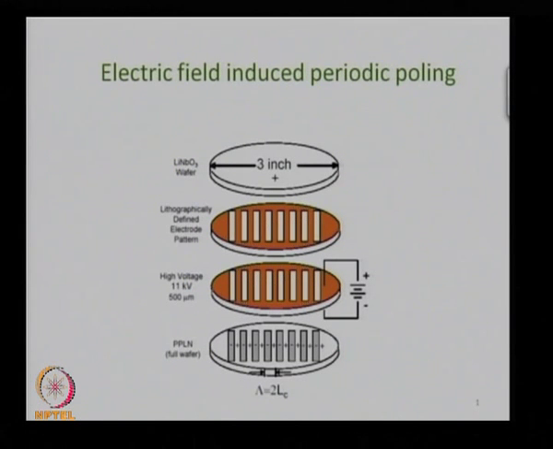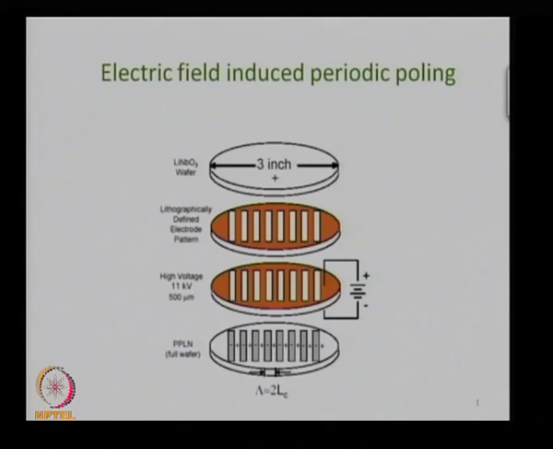And then, as I was telling you, one lithographically defines an electrode pattern and then applies a high voltage, typically about, as is written here, 11 kilovolts across 500 micrometers. Okay, so that's 22 kilovolts per millimeter. The breakdown strength is much higher. So what happens is, where the electric fields are applied, the domains switch from vertically up to vertically down. So you get a periodic poling of the crystal, and you can actually have more complex electrode structures to achieve this.